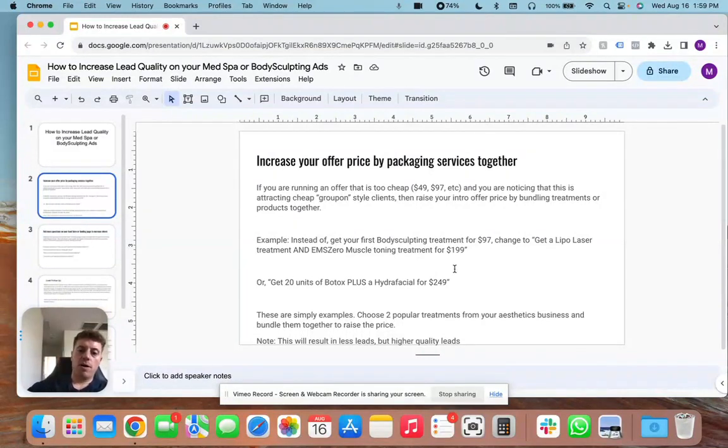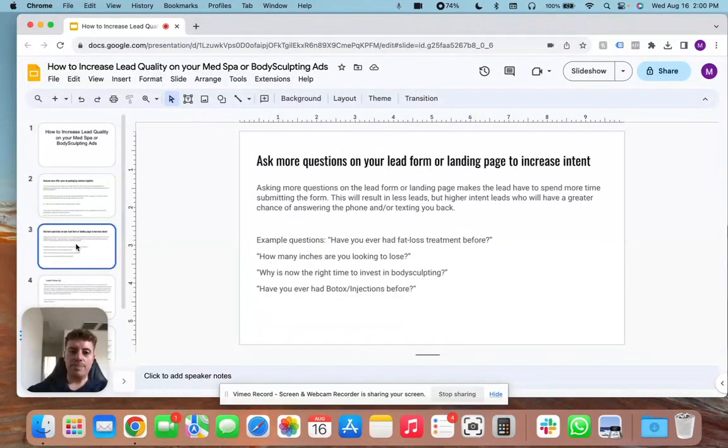So again, completely made up prices here, but test different things for your business, bundle things together, and you can try to raise the price of that front end offer by bundling things together.